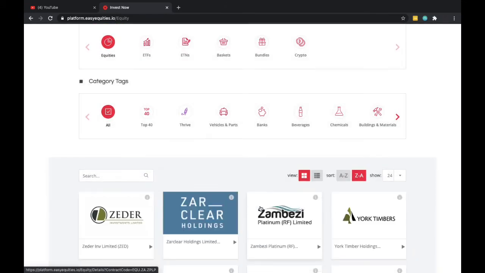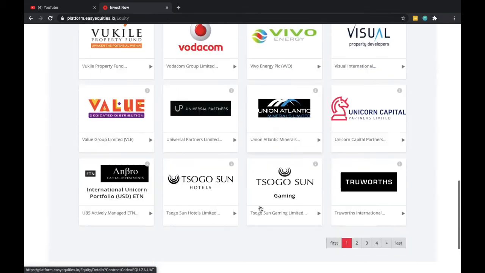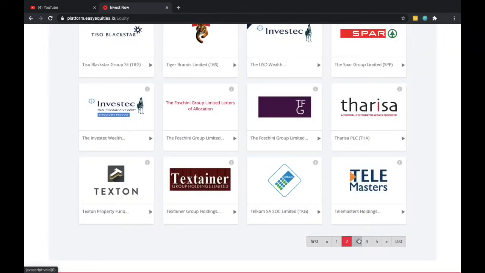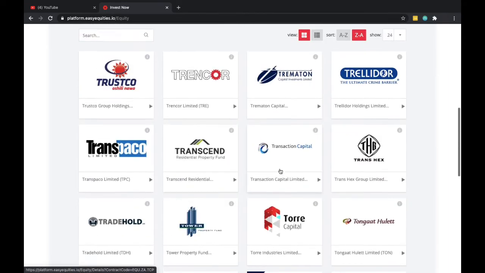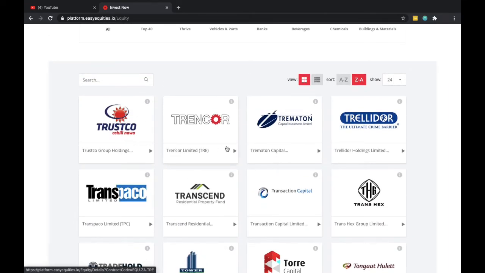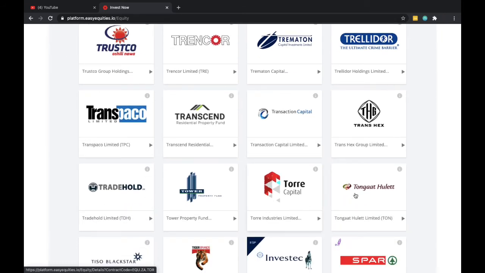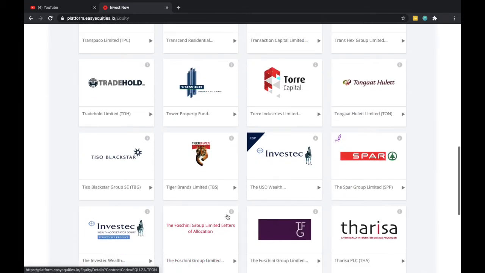For me, not a big investor when it comes to Tsogo Sun, the gaming and hotels industry. As you guys have noticed, for the last 6 months a lot of shopping has been done online, so not a big fan of that there. I don't know any of these companies here. I do know Trellidor. None of these companies here except for Tongaat Hulett. And then Tiger Brands as well.